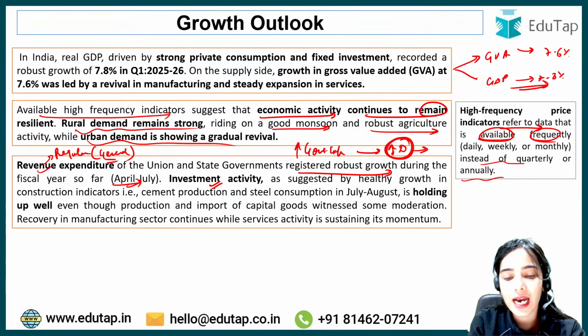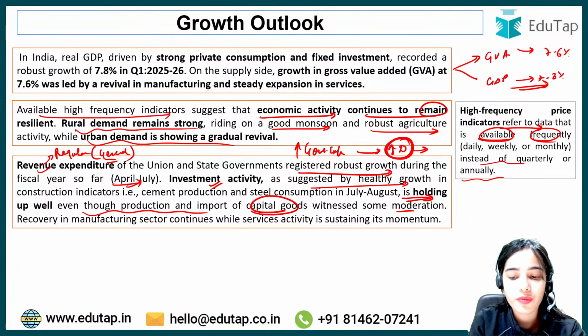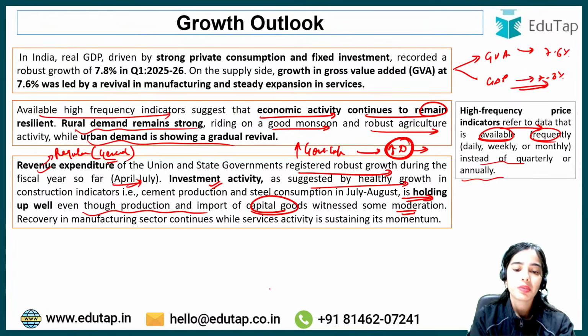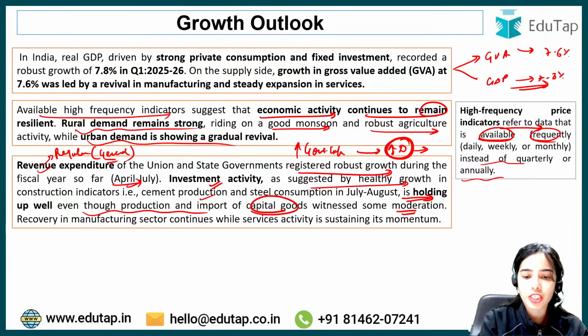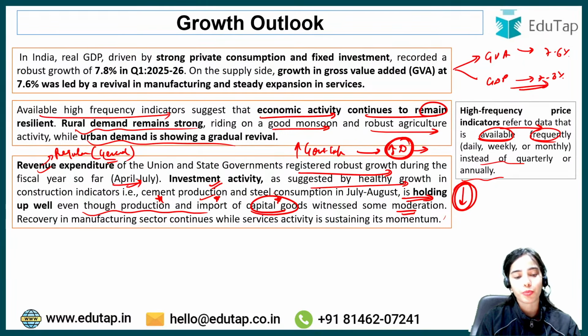Investment activity, as suggested by healthy growth in the construction indicators, is holding up, even though production and import of capital goods have witnessed some moderation. So investment activity is showing healthy growth, especially in the construction area, cement production and steel production, even though there is moderation in the production and import of capital goods. Capital goods are the machinery, tools, equipment and such.